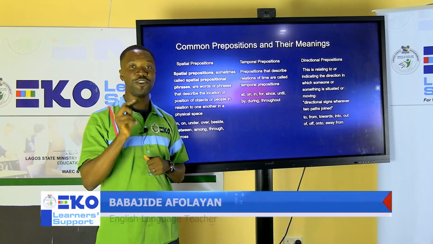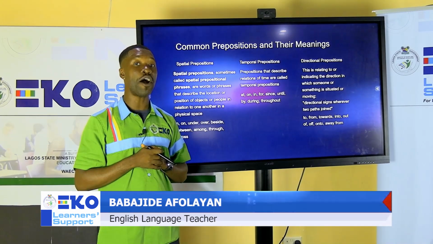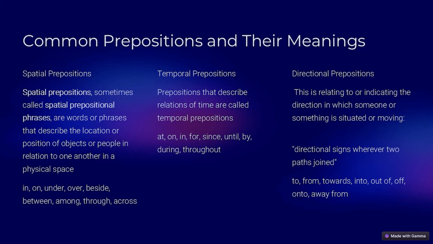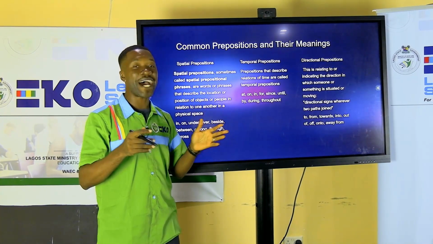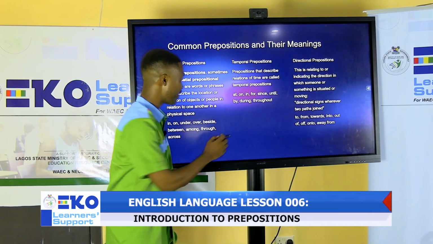And lastly, we are looking at the last type of preposition, which is the directional prepositions. This relates to or indicates the direction in which someone or something is situated or moving. We have directional signs whenever two parts are joined. For example, to, from, towards, into, out of, off, onto, and away from. Let's move on.